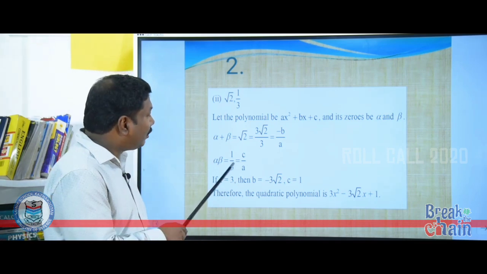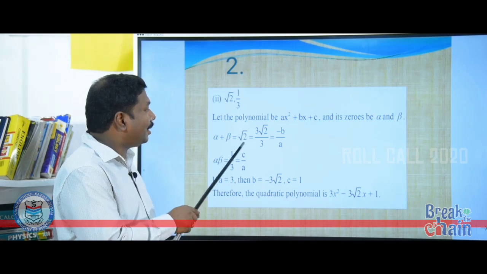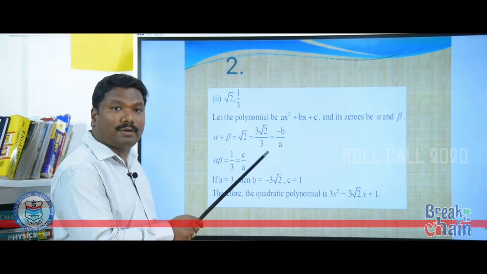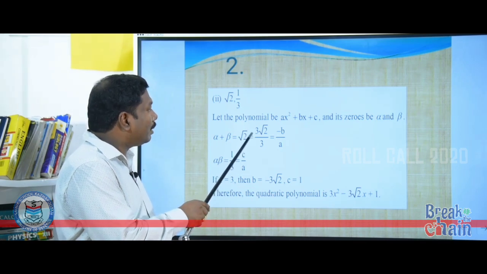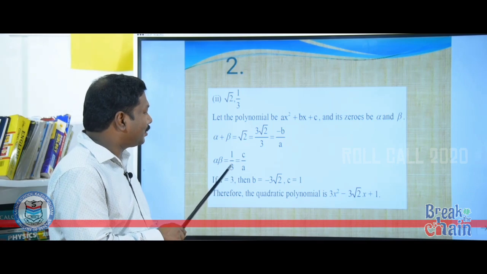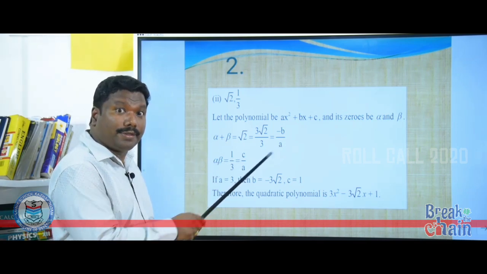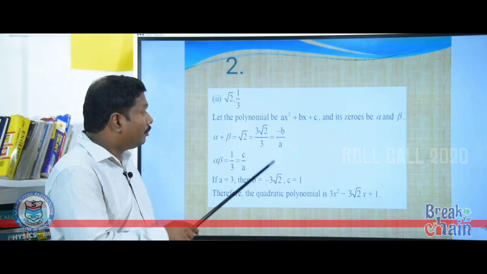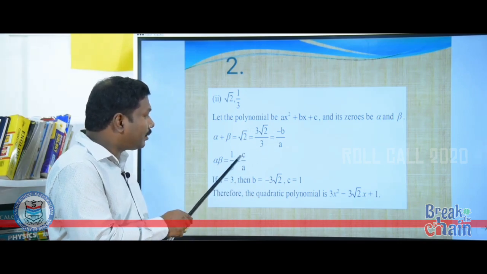So, here it is 1 by 3, here it is root 2 by 1. So, making the denominator same, multiply both numerator and denominator by 3. So, alpha plus beta equals 3 root 2 by 3, alpha beta equals 1 by 3. So, alpha plus beta means it is minus b by a, alpha beta means c by a. 3 root 2 by 3 equals minus b by a, 1 by 3 equals c by a.